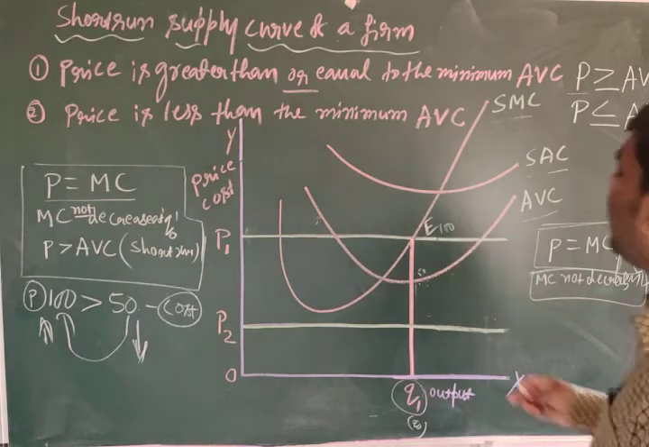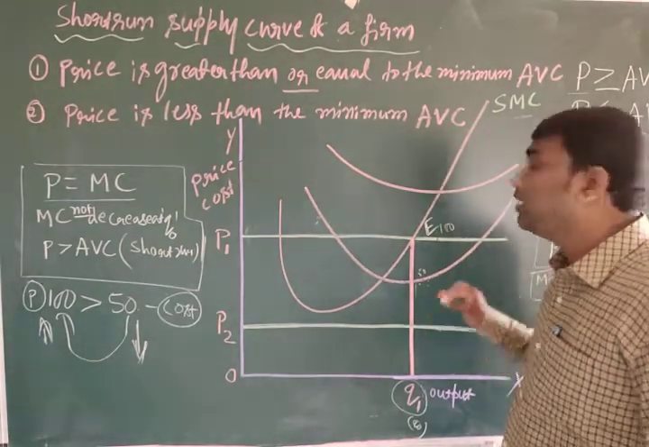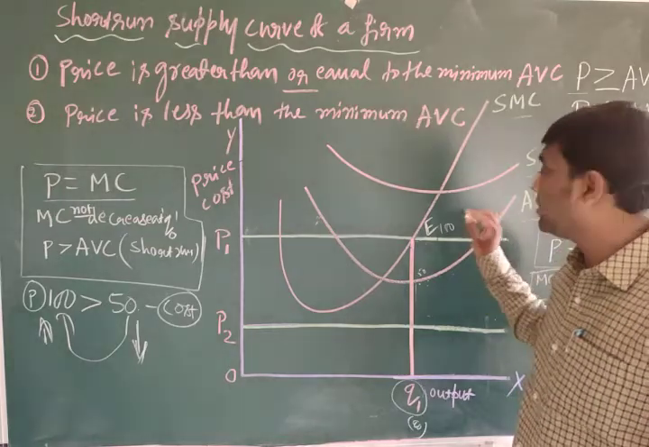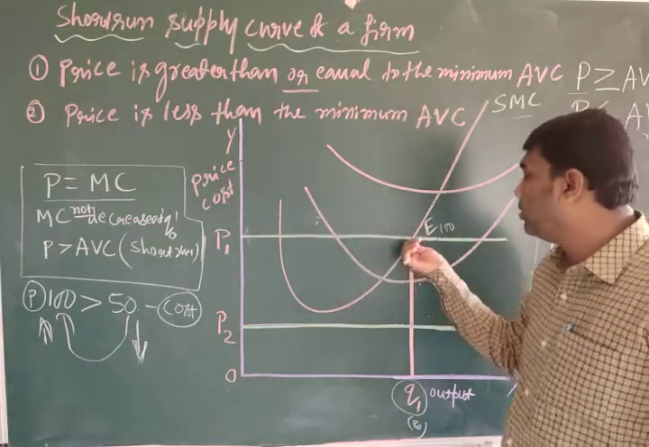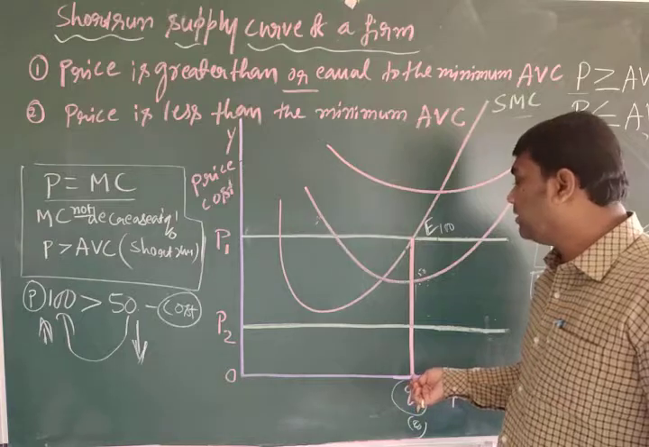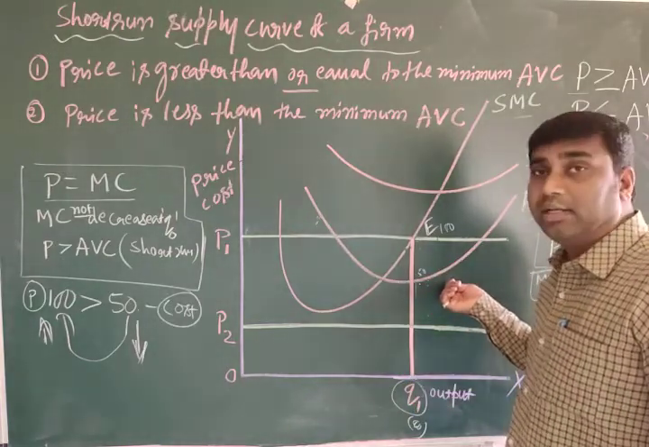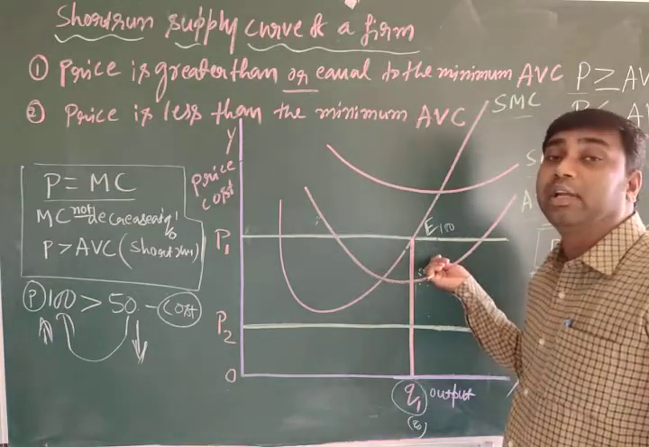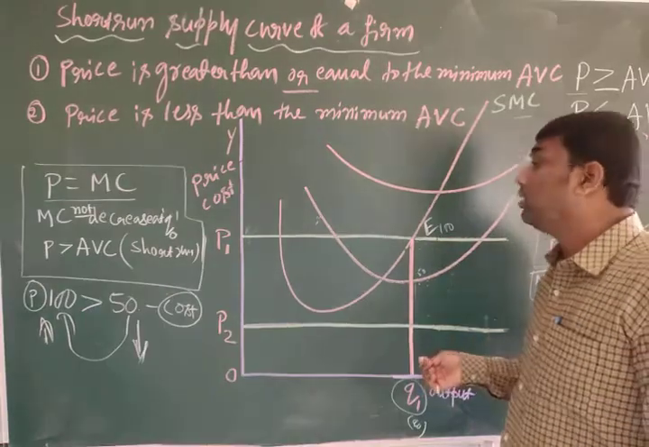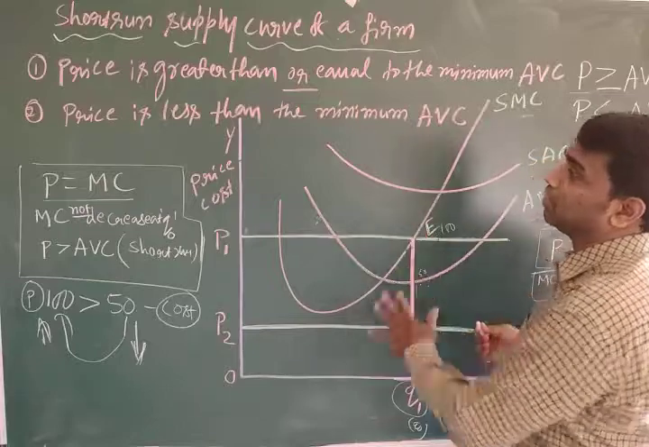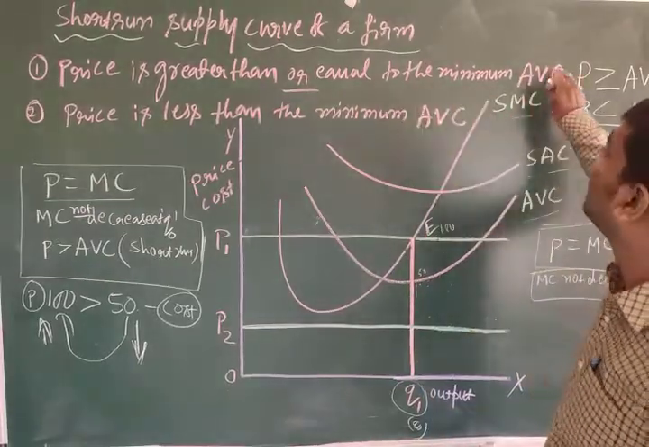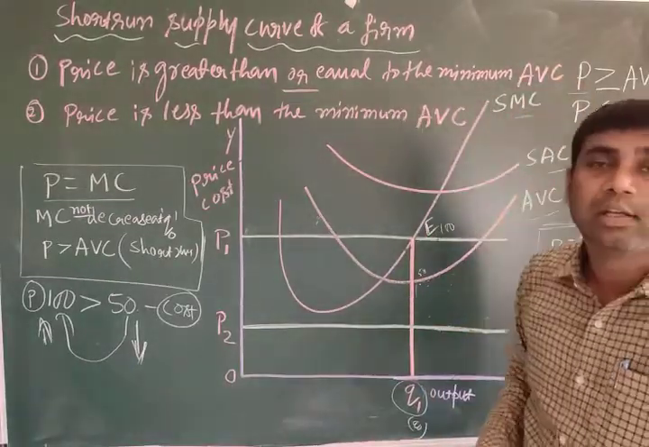Okay. That's why this point only is the profit point where both are equal. Here price should be equal to the quantity. Otherwise, the price is greater than AVC. Right? So at this point only the firm will get more profit. So this is the first condition: price is greater than or equal to the minimum AVC. So what will happen? The firm will get more profit.